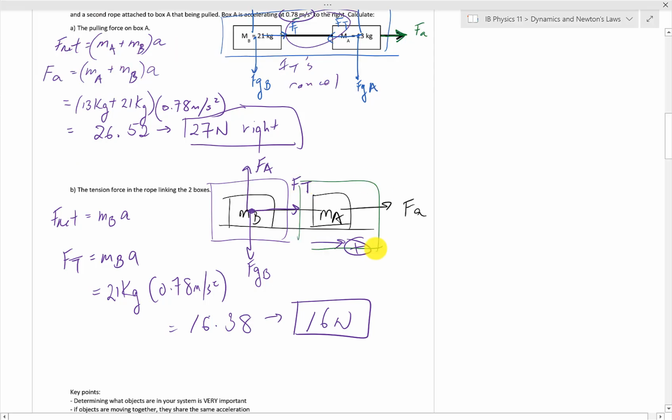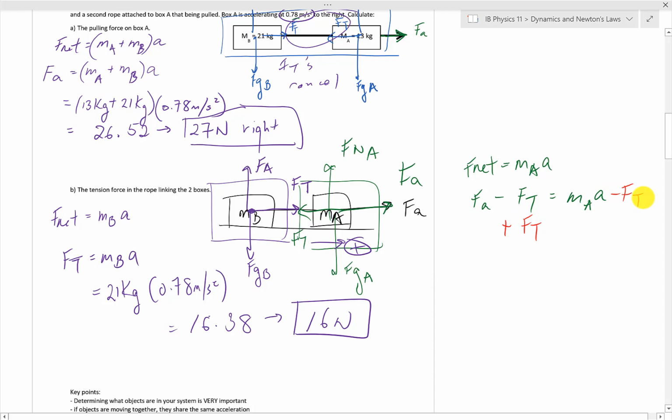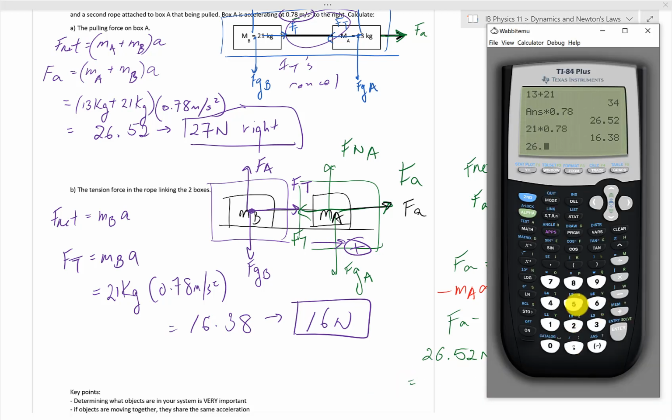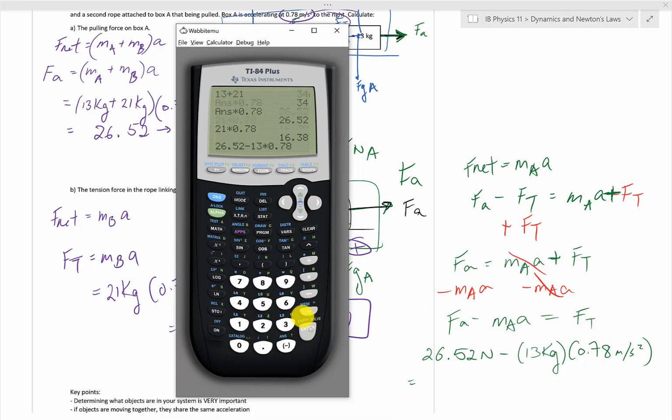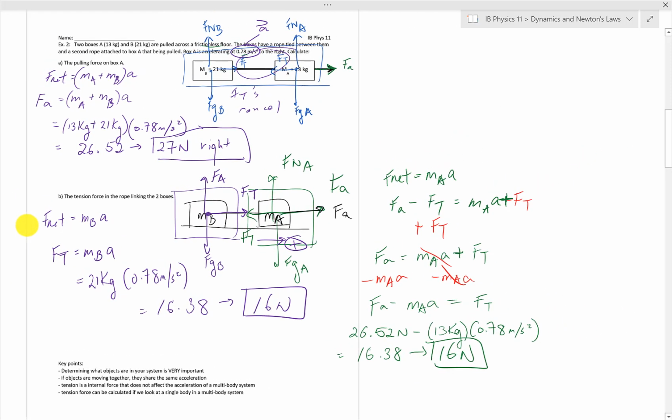So let's do the same thing for mass A. So free body diagram, this time we have FA forward and FT backwards. So FA minus the backwards force FT equals MA, solving for the FT there. And I'm just doing it a little differently where I move FT to the other side to make it positive. Either way, we get FA minus MA times its acceleration, substituting in our values. We don't forget we have to keep all our digits for the FA. We also get 16 newtons.